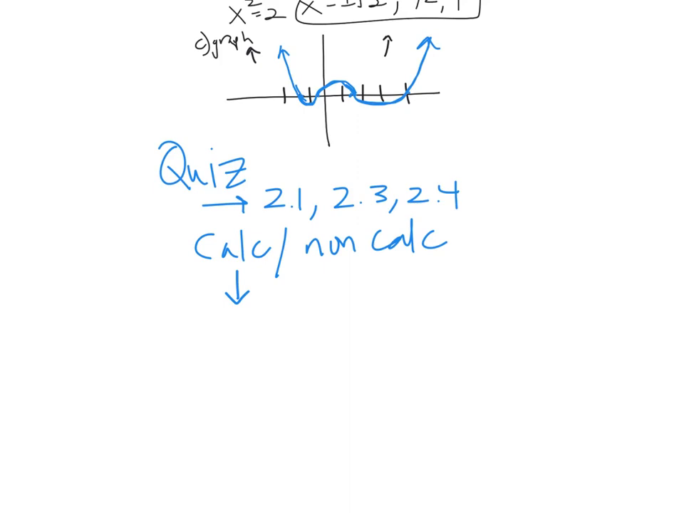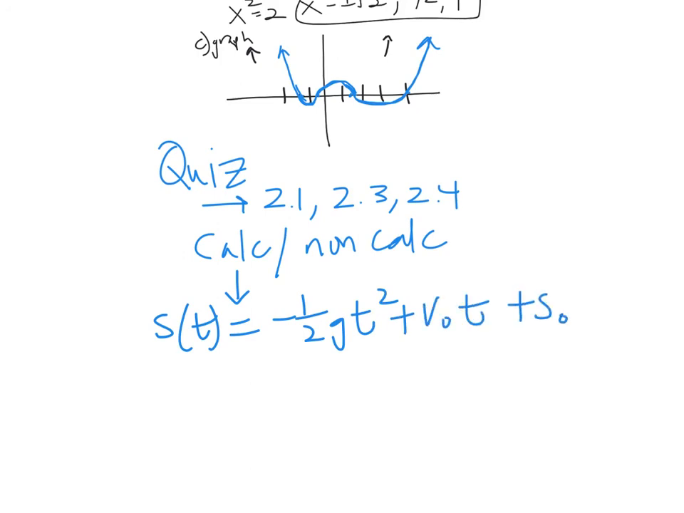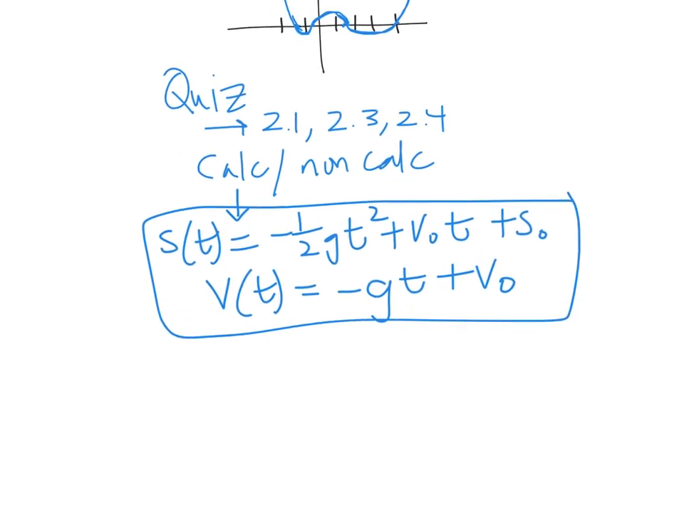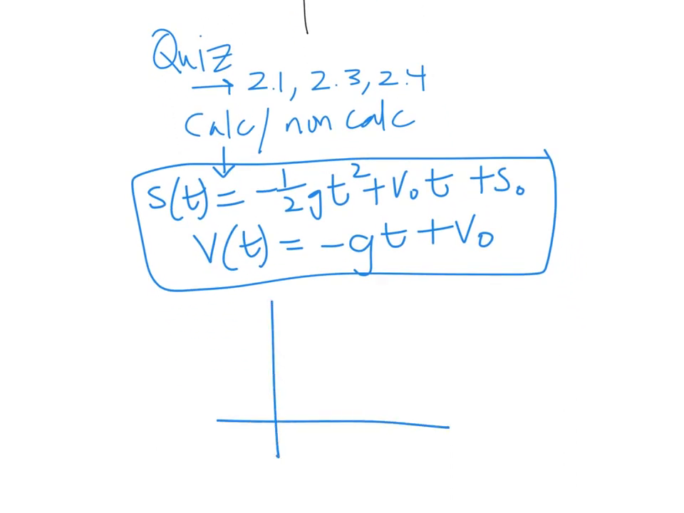So s of t equals negative 1/2 g t squared plus v sub 0 t plus s sub 0. And then the velocity equation, and these are given to you, would be negative g t plus v sub 0. So those are both going to be given to you, but you need to know how to use them. It's going to be like something's taking off from somewhere and going like this, and you have to find certain things, and we'll go over all that when I come back too.